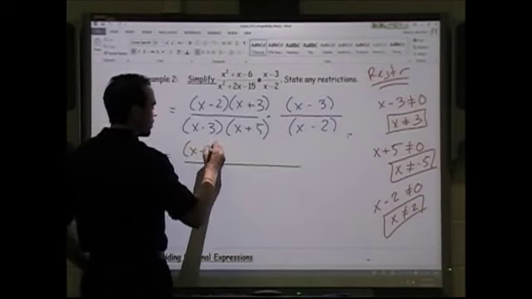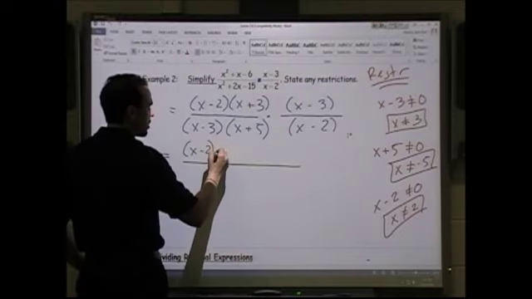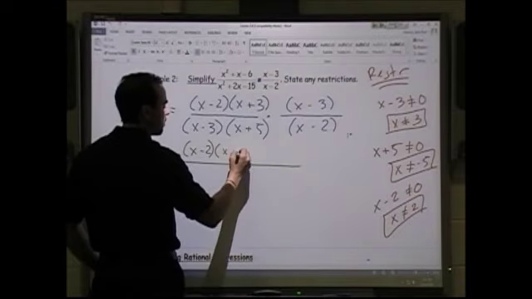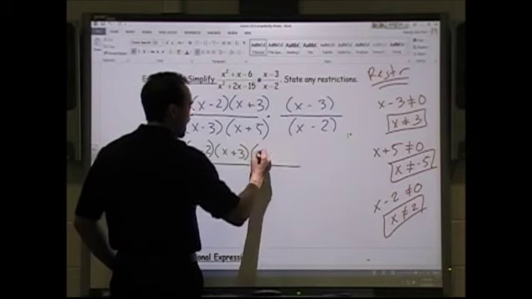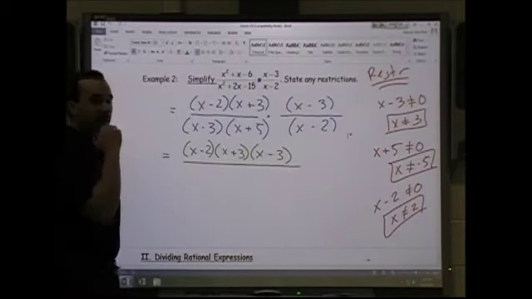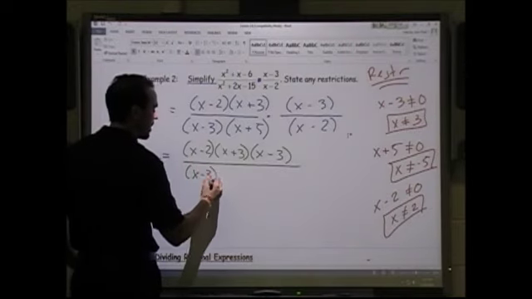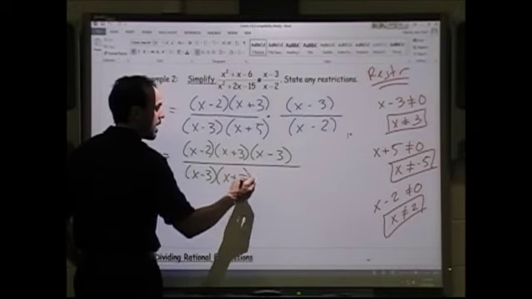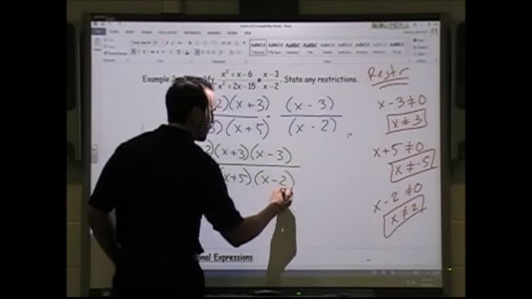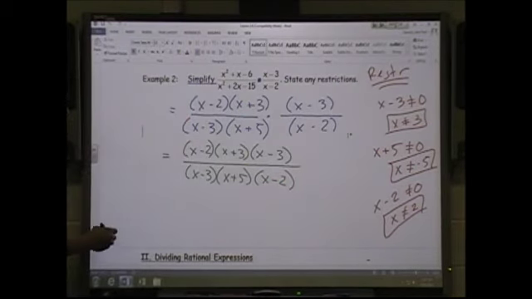denominators, leave them in the brackets, so I'm going to write straight across x minus 2, x plus 3 times x minus 3, because that's how you multiply fractions. Multiply the numerators and multiply the denominators. So then I have x minus 3, x plus 5, and times x minus 2. And that is step 3.